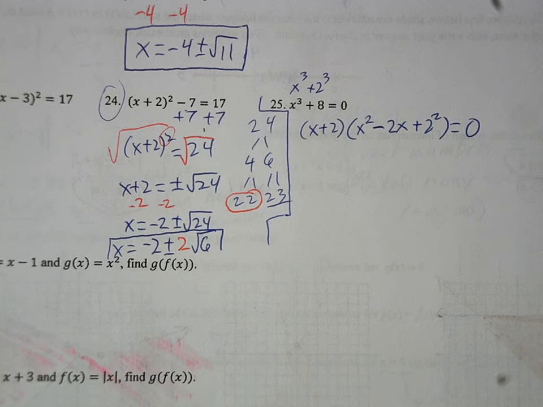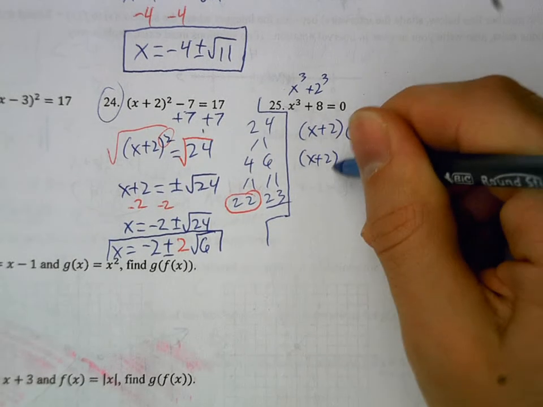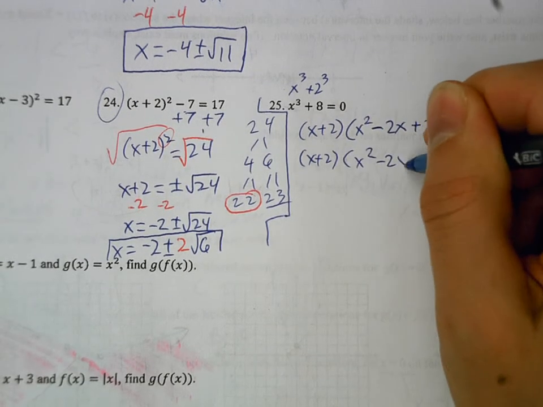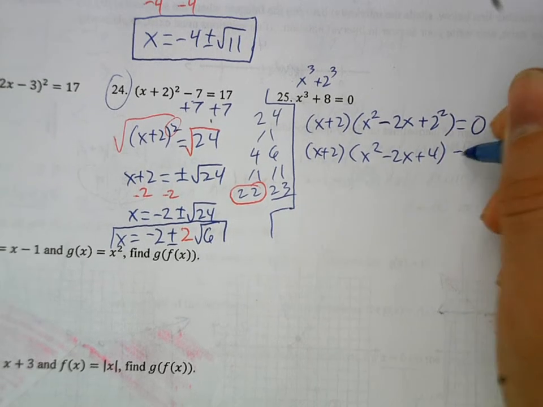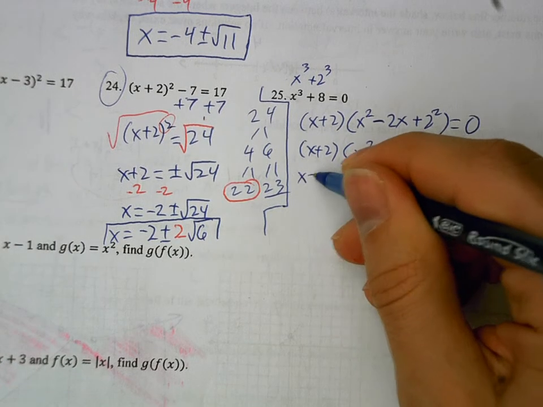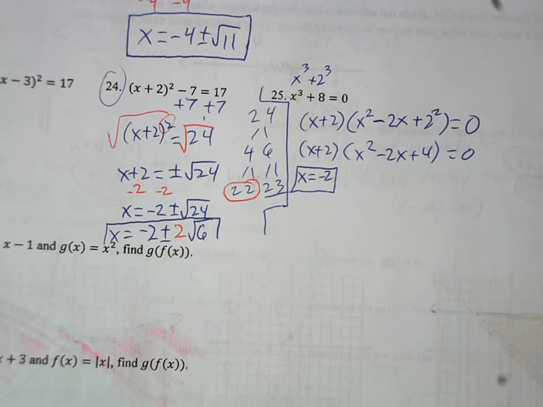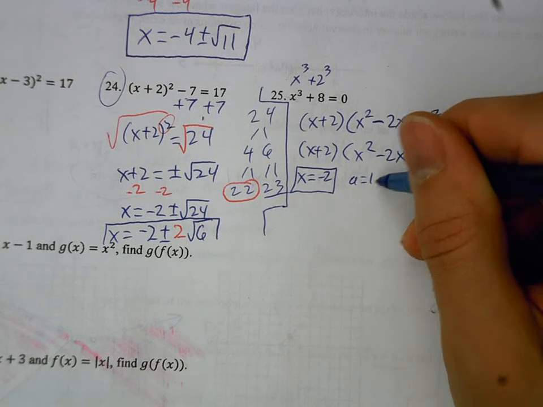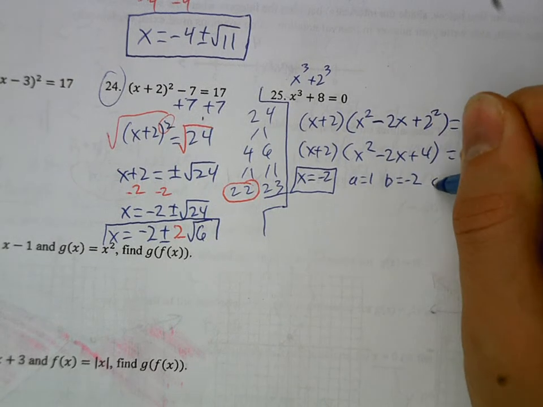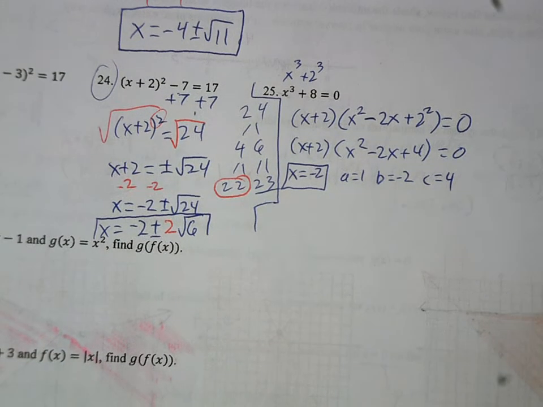So now, to finish this, I'm going to clean it up just a little bit. X plus 2, x squared minus 2x plus 4. This one, the x plus 2, I can get an answer for right away. That's my real root. X equals negative 2. This one will never factor. I have to use the quadratic formula. So a is 1, b is negative 2, c is 4. I would plug all those into the quadratic formula.